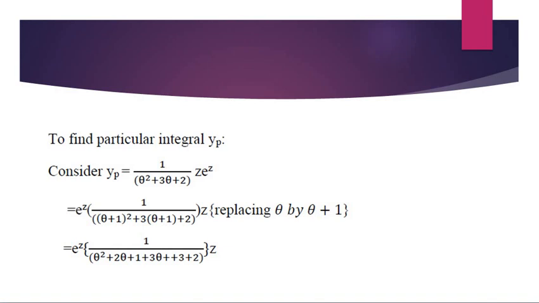So we now have to evaluate this. Because f of z is a product of two functions, one is an algebraic function and the other is an exponential function, in this case we must replace theta by theta plus 1 and then take e power z to the left hand side of the expression. Therefore what we have is e power z into 1 by theta plus 1 the whole squared plus 3 theta plus 1 plus 2 into z. That is equal to e power z into 1 by theta squared plus 2 theta plus 1 plus 3 theta plus 3 plus 2 into z.